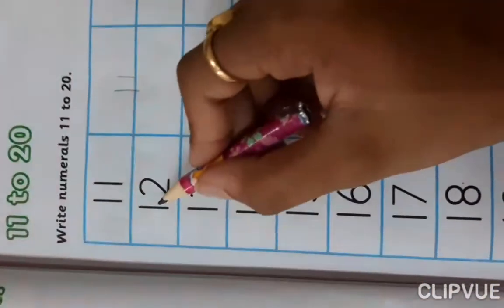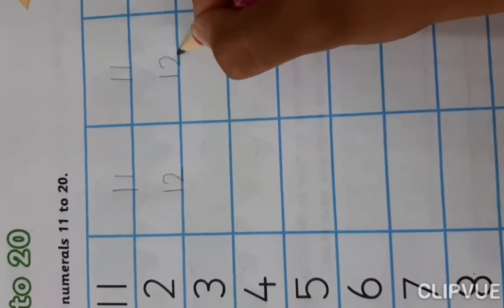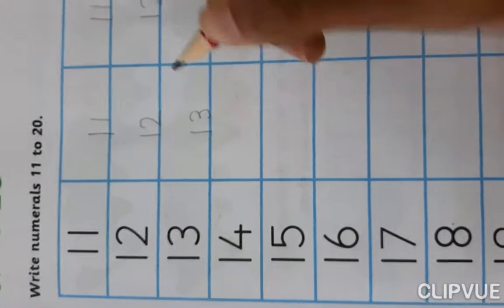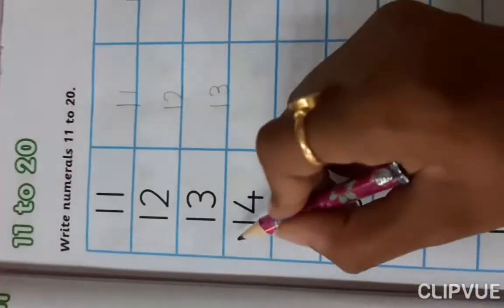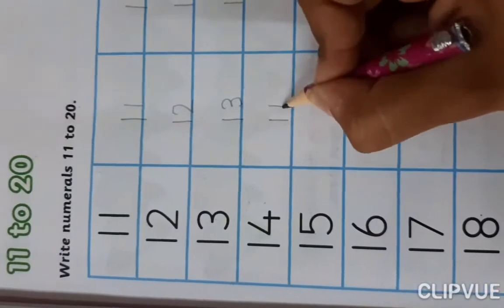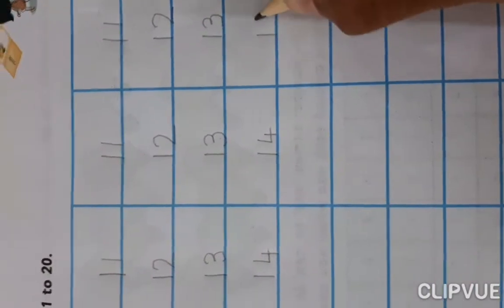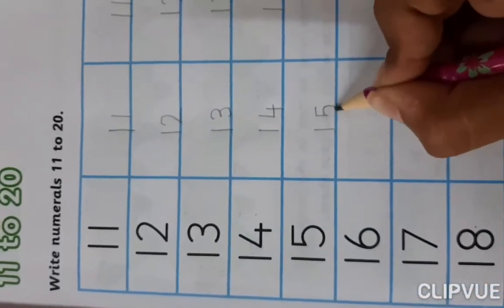11. Okay, now 12. 1, 2, 12. 1, 3, 13. Okay, now 1, 4, 14. 1, 5, 15.